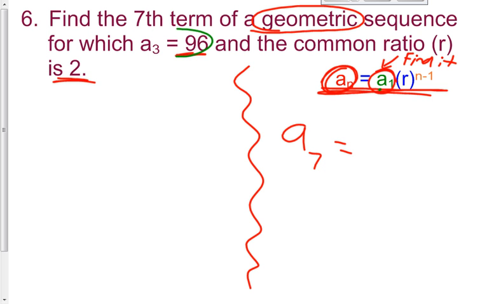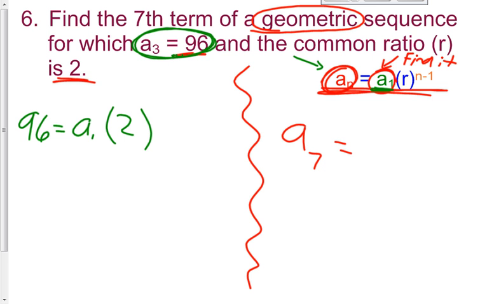You know what the third term is. The third term is 96. So let's just say this is the value of my nth term. A sub 3 or a sub n is 96. So I'm going to put that in right there. A sub 3 is 96. That equals the value of my first term, which I don't know. I want to find it. So a sub 1 multiplied by the ratio, which I know is 2, raised to the n minus 1. Well, if a sub n is a sub 3, then n is the number 3. So 3 minus 1. Now I have one unknown.